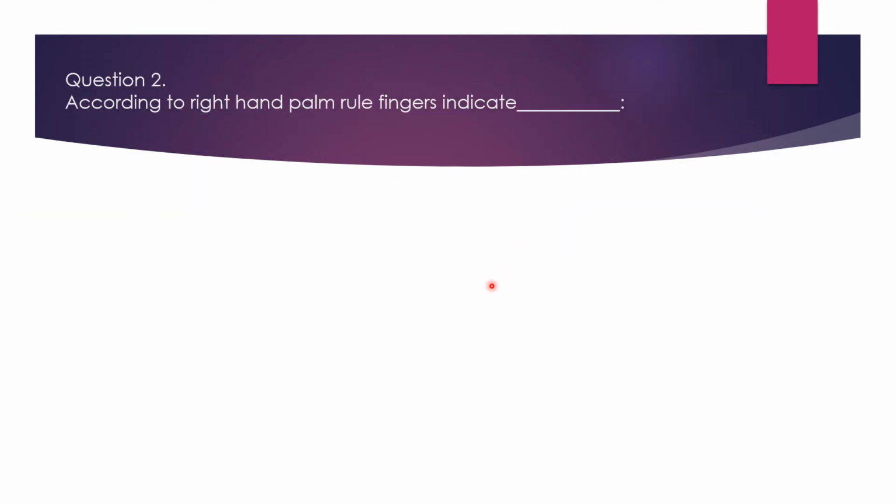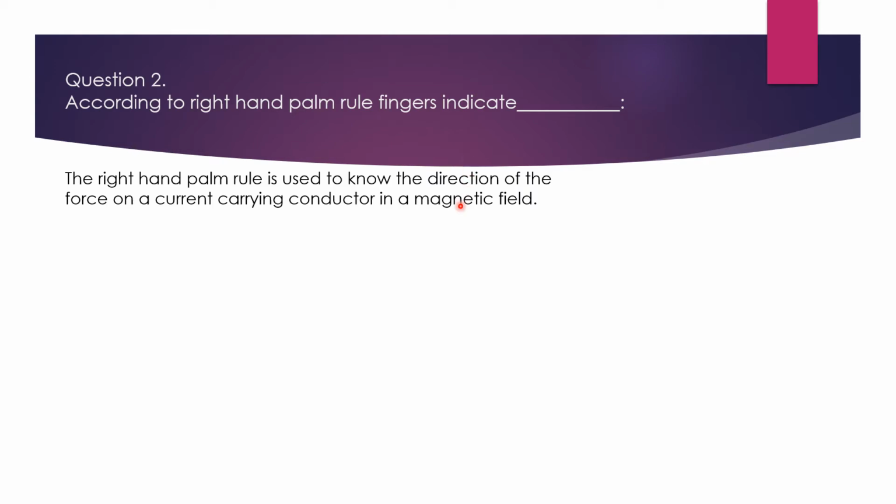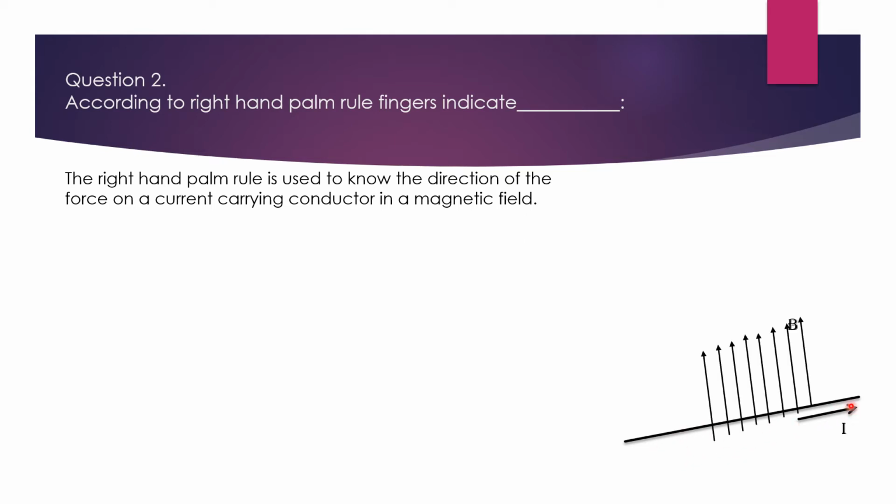Question 2. According to the right hand palm rule, fingers indicate. The right hand palm rule is used to know the direction of the force on a current carrying conductor in a magnetic field. Now let's say this is the conductor. The current I is passing in this direction. This is the magnetic field which is perpendicular to the conductor.